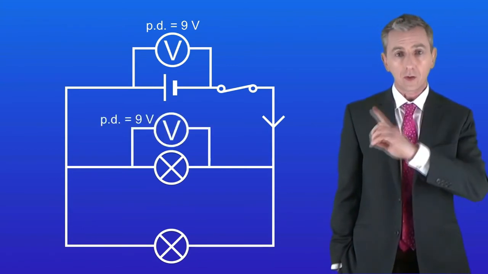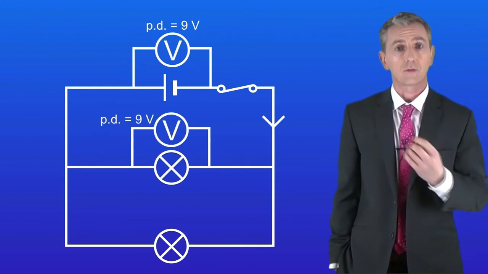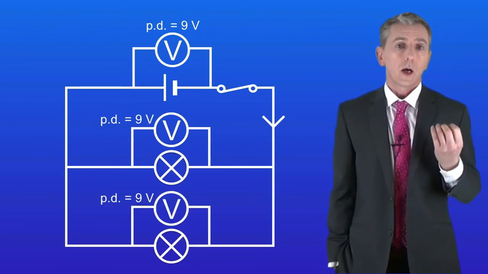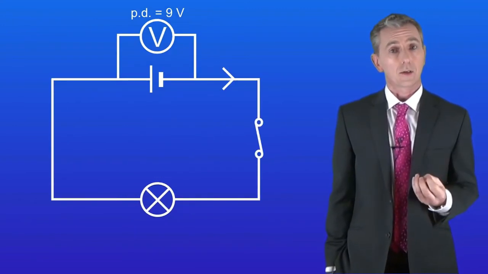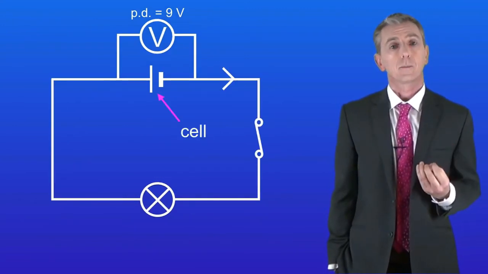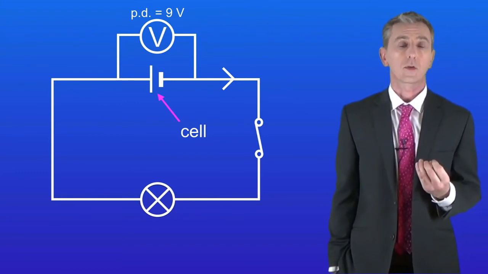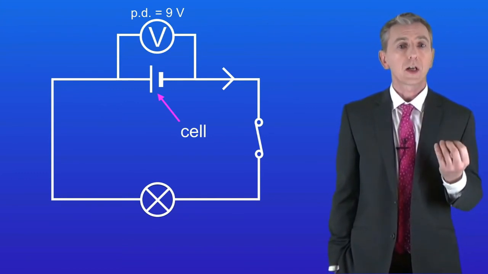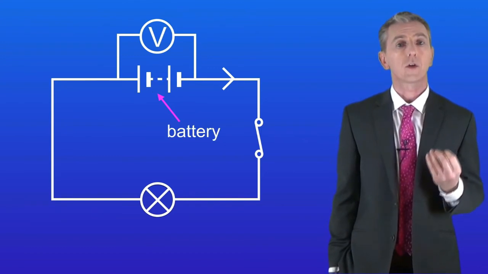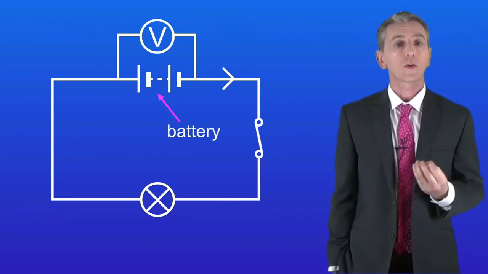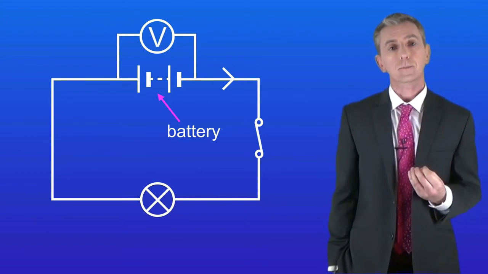And that means that this branch also has a potential difference of 9 volts, and so does this branch. Okay, let's go back to our series circuit. We've got here a single cell, and the voltmeter tells us that it's got a potential difference of 9 volts. So what would the potential difference be if I have two 9-volt cells together? Remember that we call two or more cells a battery.